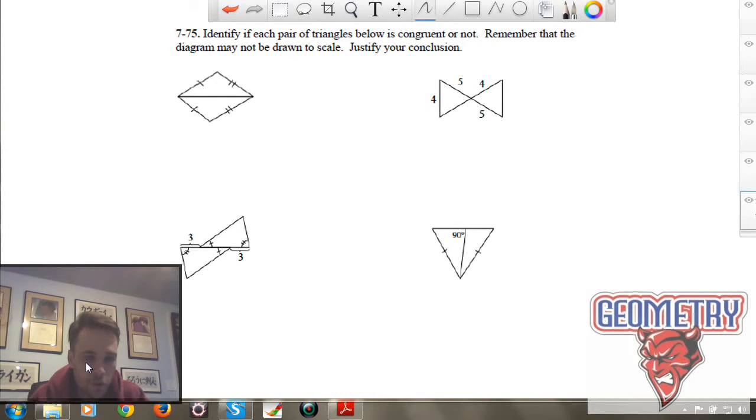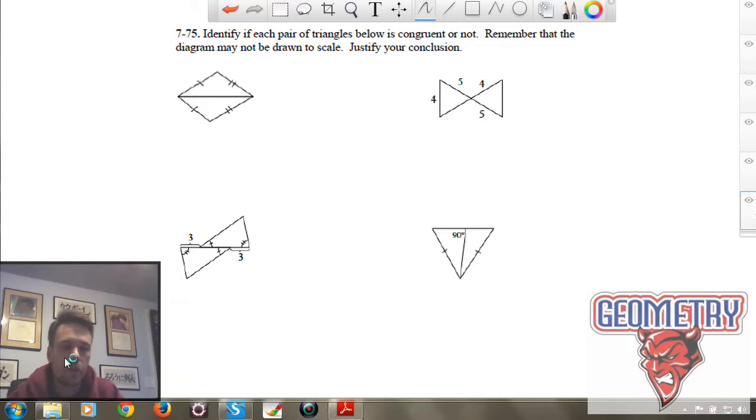Okay, so here we are in the homework for geometry. This is chapter 7, number 75. We're asked to identify if each pair of triangles are congruent or not. Okay, so let's look at this first pair.